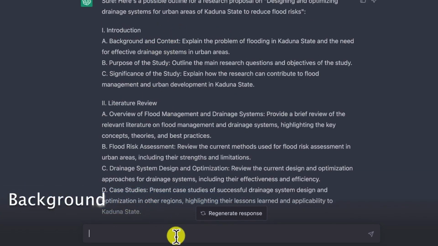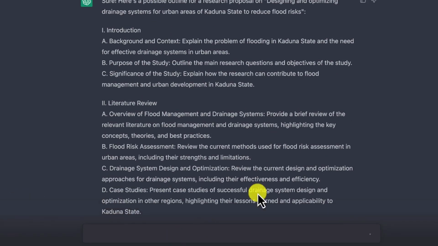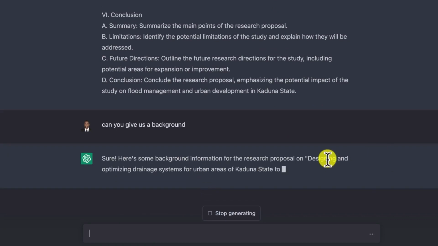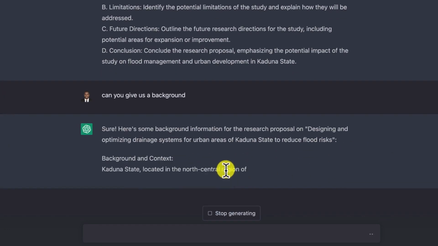So can you give us a background of the study? You say, sure. Now this is how you develop the background on this very topic that we've selected. Okay, so you just go ahead.